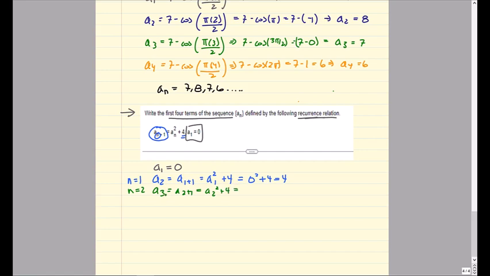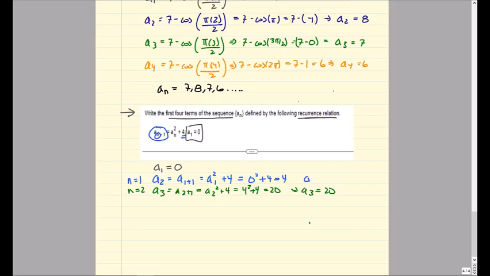So the recursive part is, to find a sub 3, I have to go back to a sub 2. A sub 2 was 4, so that would be 4 squared plus 4. 4 squared is 16, 16 plus 4 is 20. So I should write that out. A sub 3 equals 20.